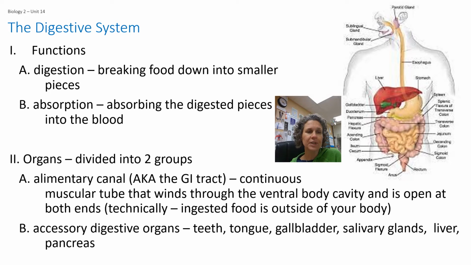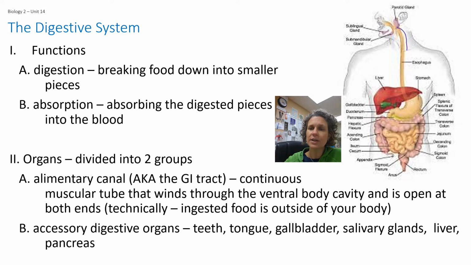So the digestive system is divided into two groups. You either have the alimentary canal, which is the GI tract, or the accessory digestive organs. And so this GI tract is this whole long thing. So this whole long tube.